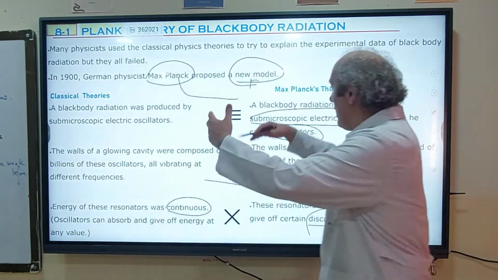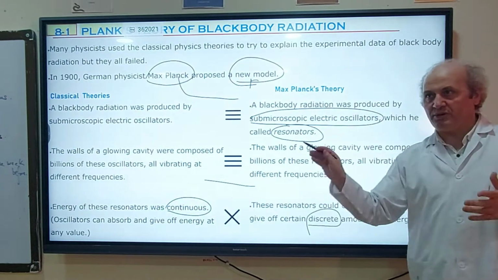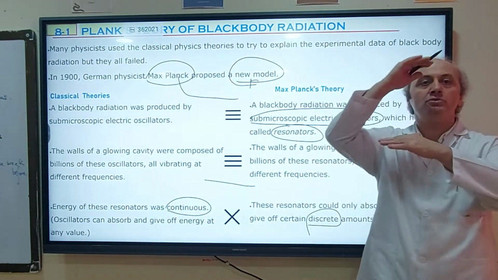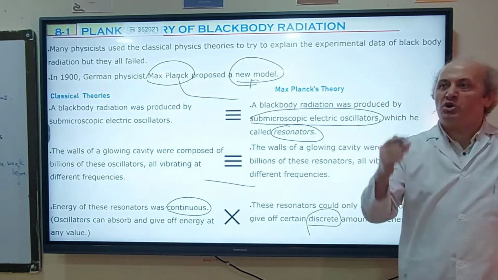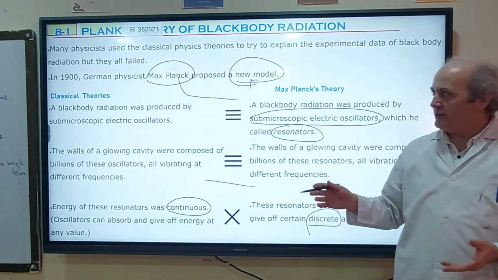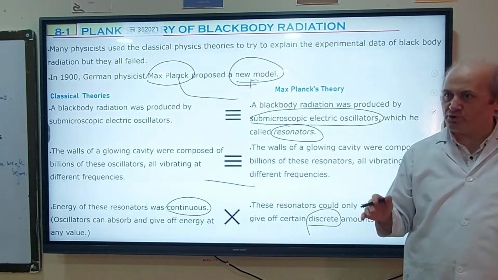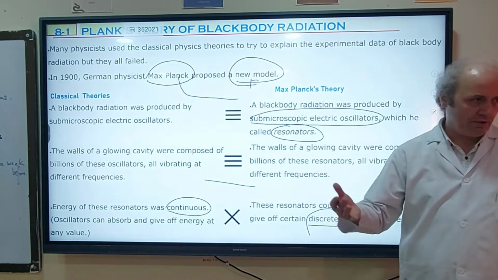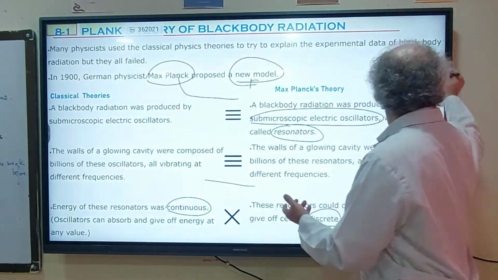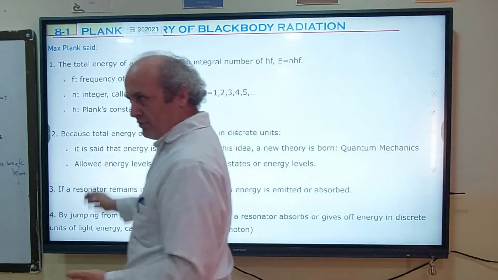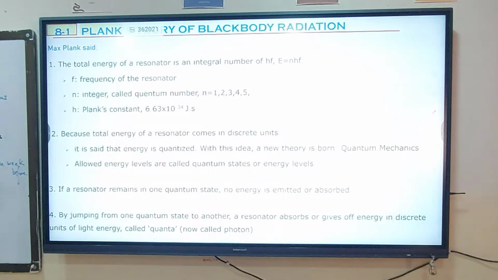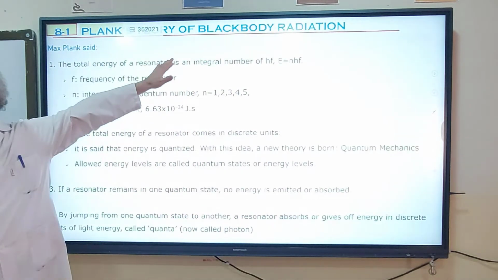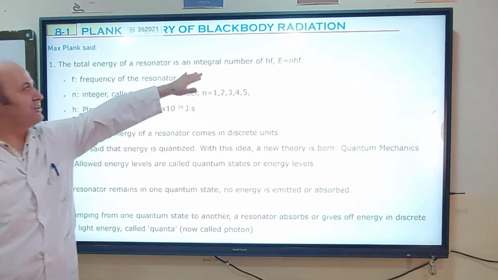So then, on this basis, Max Planck wrote some postulates, some consequences. In modern physics, those things are called postulates, that is, statements. Now, we are going to learn those statements, what Max Planck said. The total energy of a resonator is an integral number of hf.